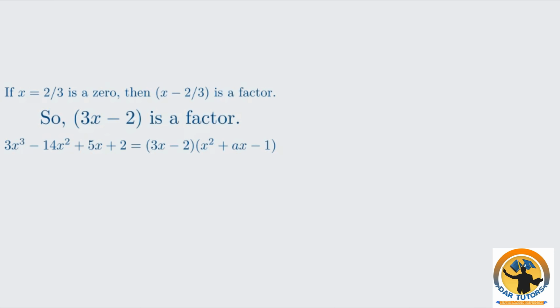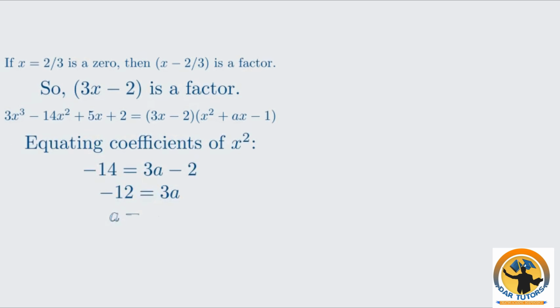Let's compare the coefficients of x squared on both sides. On the left, it's minus 14. On the right, it's 3a minus 2. Setting them equal, we get 3a minus 2 equals negative 14. Solving for a, we find that a equals negative 4.